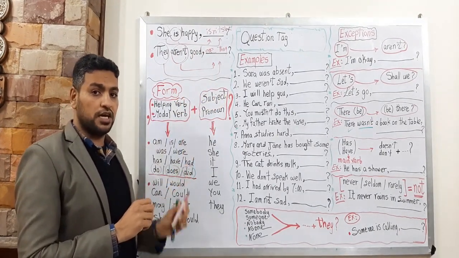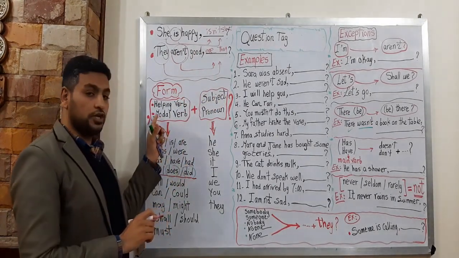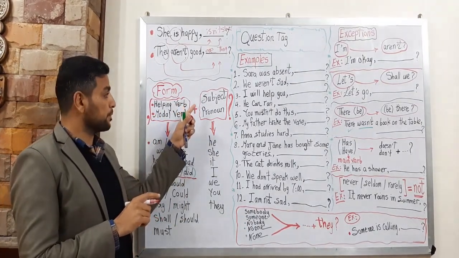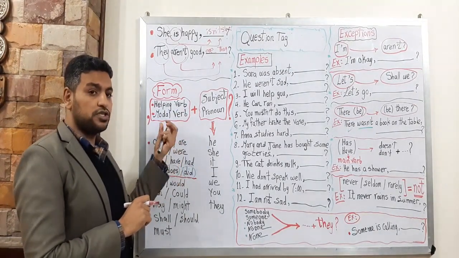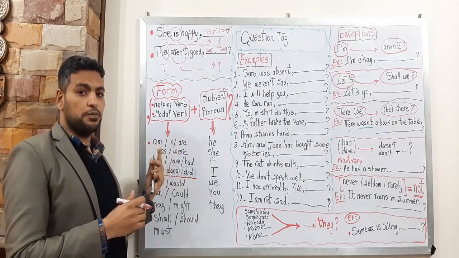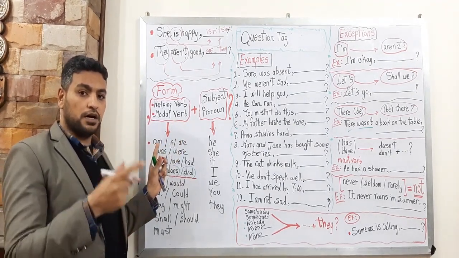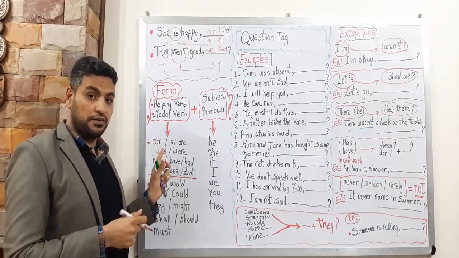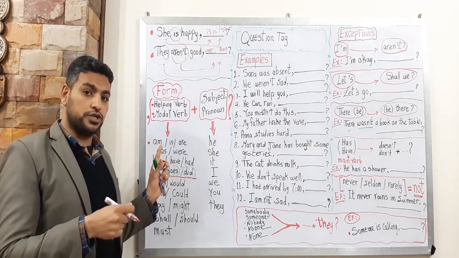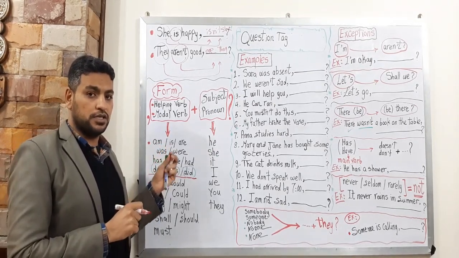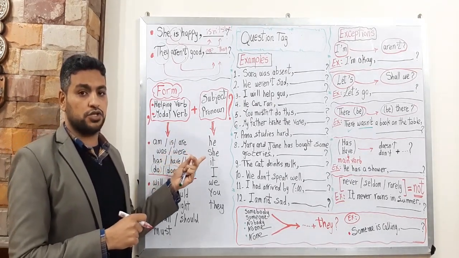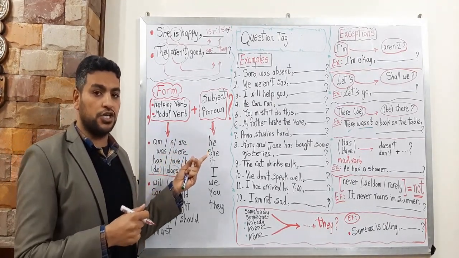So the question tag consists of number 1, the helping verb or the modal verb, plus number 2, the subject pronoun. So what are the helping verbs or the auxiliary verbs? What are the modal verbs? The helping verbs are am, is, are, was, were, has, have, do, does, did. What about the modal verbs like will, can, could, may, might, and so on?